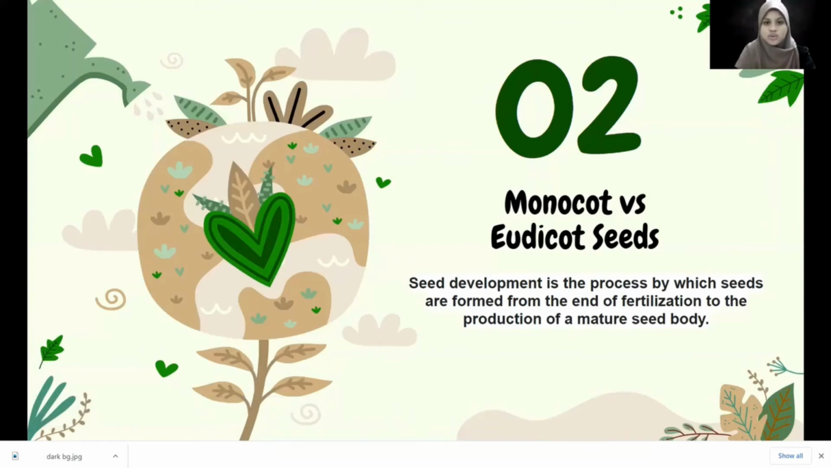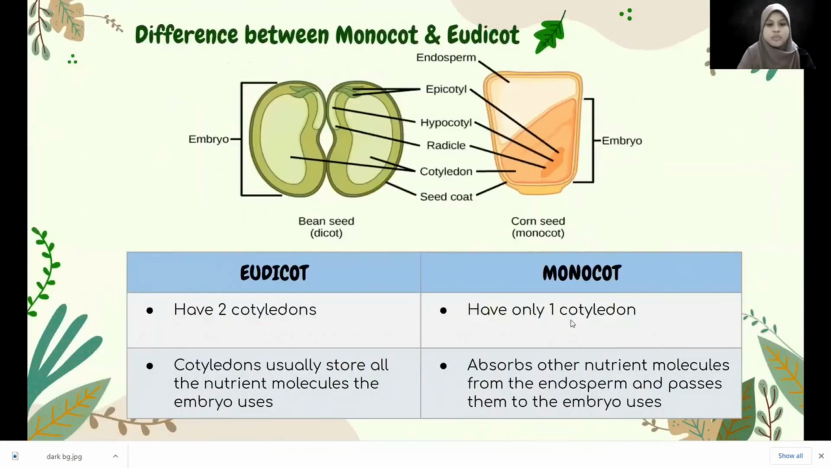So now, I would like to continue the presentation from my friend about monocot versus eudicot seeds. As you can see, seed development is the process by which seeds are formed from the end of fertilization to the production of a mature seed body. For the next slides, we can see the differences between monocot and eudicot seeds. The dicot seed has a kidney shape, like a human kidney, while the monocot has a square shape. So from this, we can conclude that they also have different physical shapes.